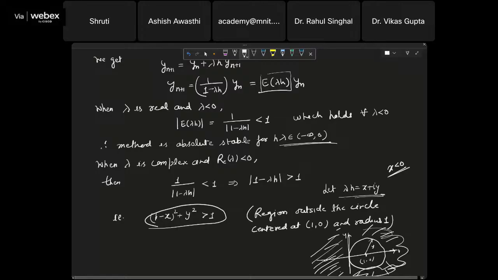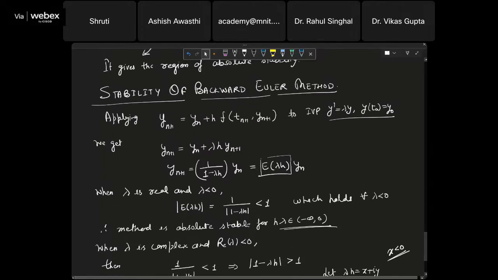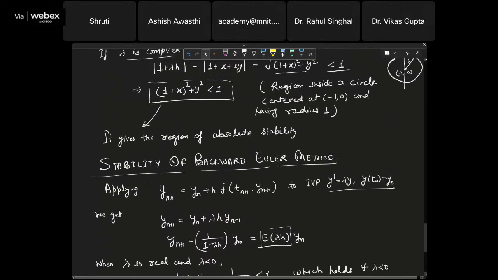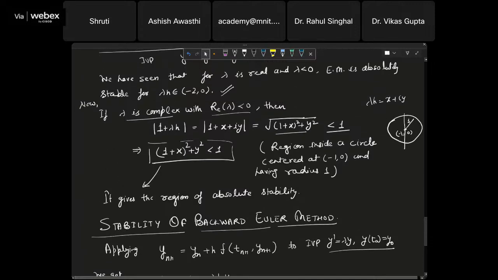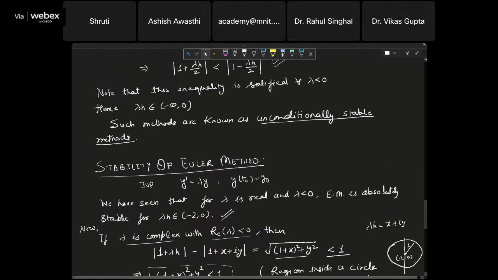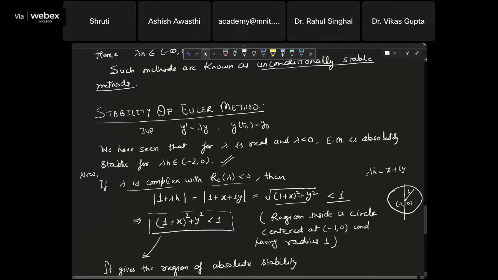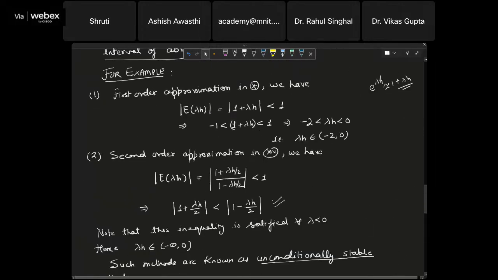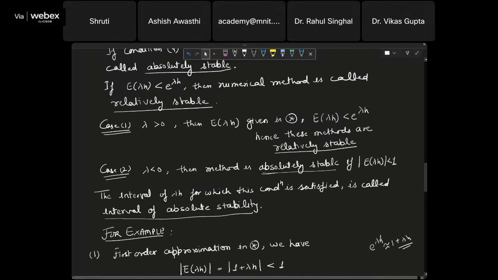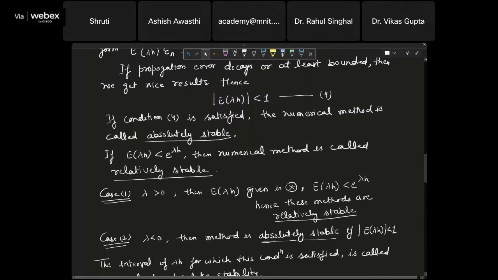This is the way we can discuss the stability of numerical methods. I could discuss just two examples here, the Euler method and the backward Euler method. But following the same approach, you can also think about the stability of trapezoidal methods and any other methods. Even for multi-step methods we can discuss stability. With this I would like to stop.